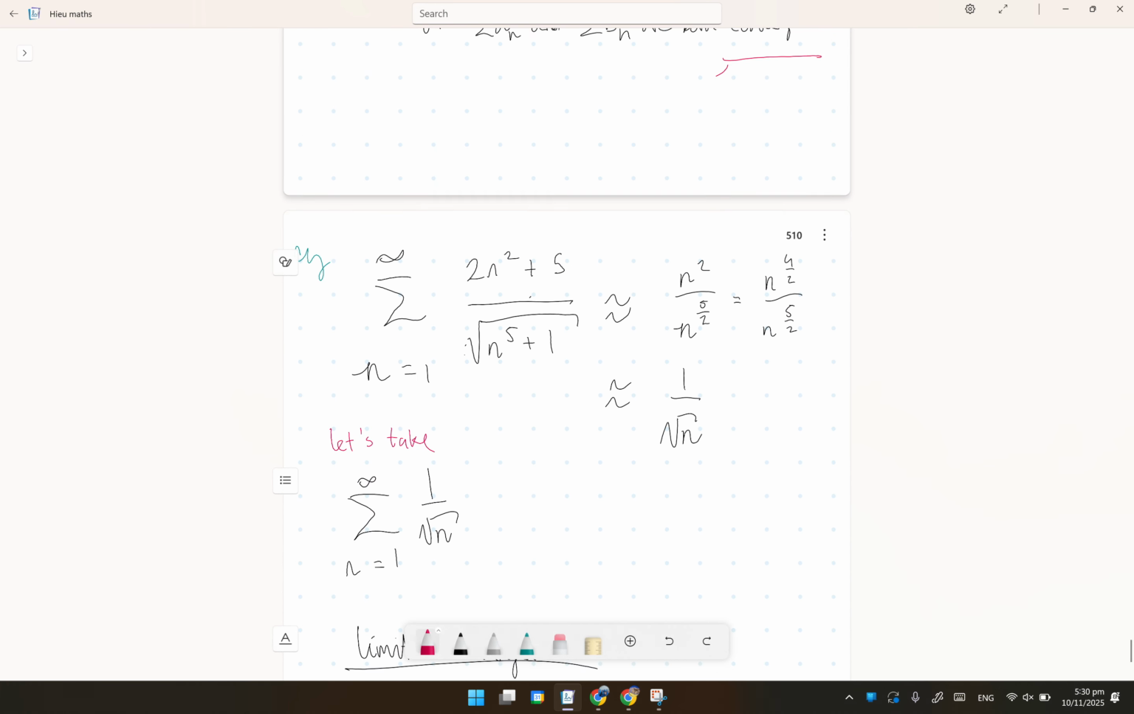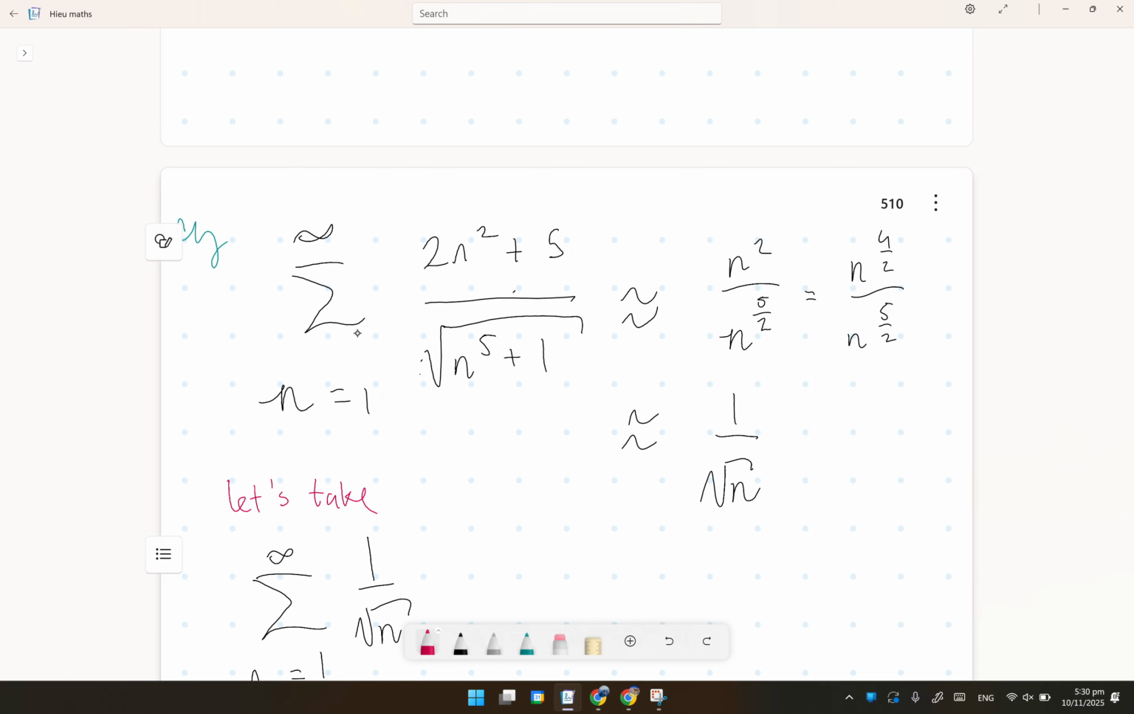So let's do a quick example. We have the sum of 2n squared plus 5 over the root of n to the 5 plus 1. Let's try to think: we want to find some other expression in the form of 1 over n to the p. Remember, with p less than or equal to 1, that would be divergent. So it's usually around that.